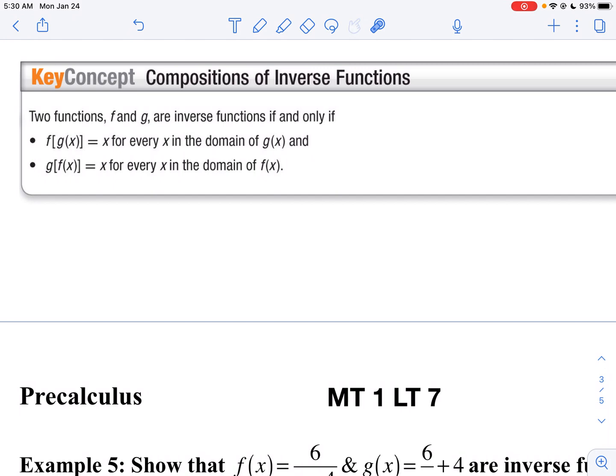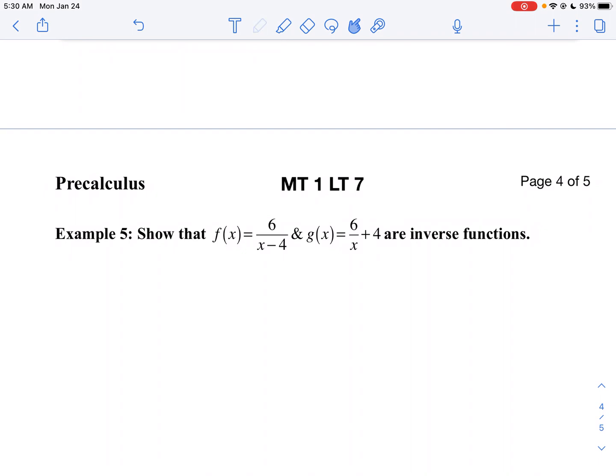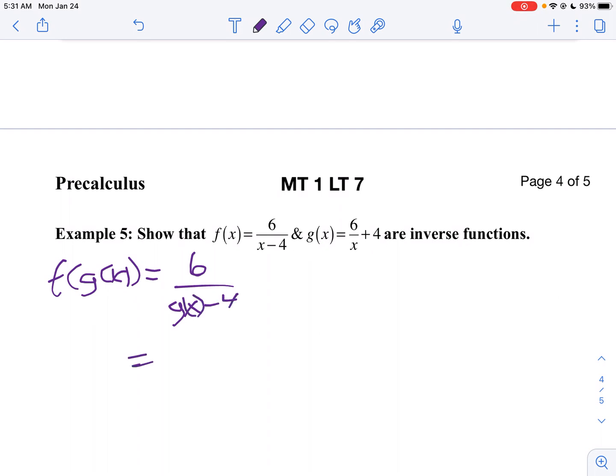So let's check that. Let's take a look at example 5, and I want to know, are these inverses? So I'm going to find f of g of x. In other words, I'm going to say 6 all over g of x minus 4. Now I'm going to replace g of x, so I've got 6 over x plus 4 minus 4.